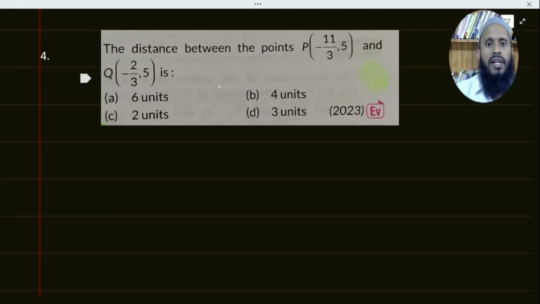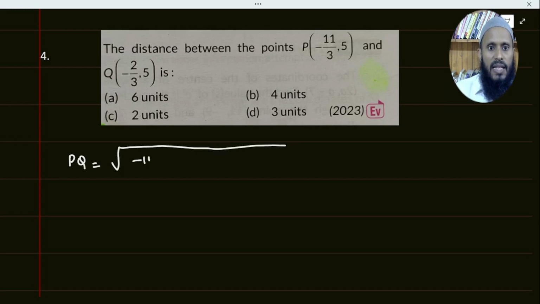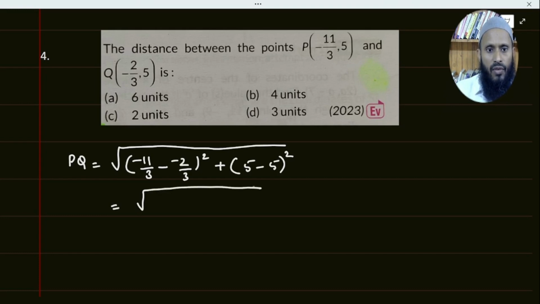Question number 4. The distance between the points P (minus 11 by 3, 5) and Q (minus 2 by 3, 5) is... Direct application of the distance formula. So we will write PQ equal to square root of (minus 11 by 3 minus 2 by 3) whole square plus (5 minus 5) whole square. Okay. This will be equal to square root of, this minus and minus will become plus.